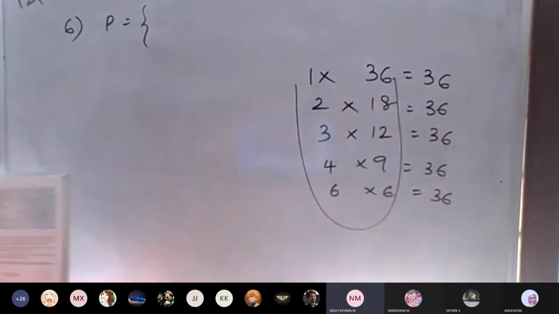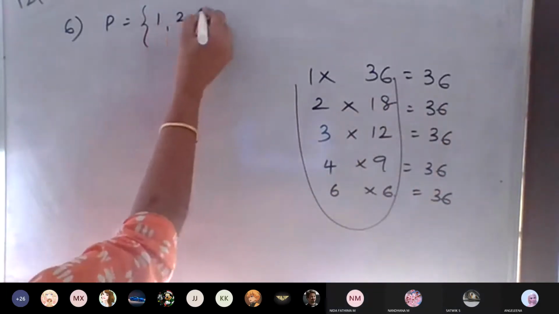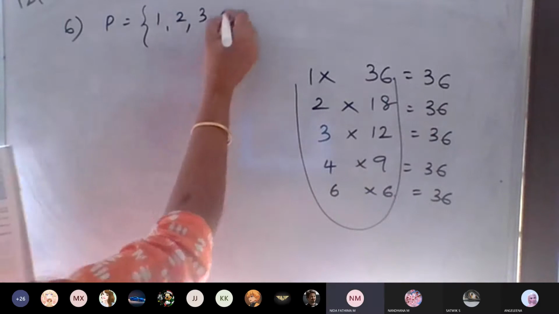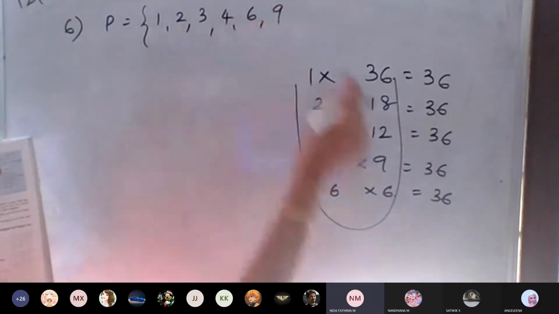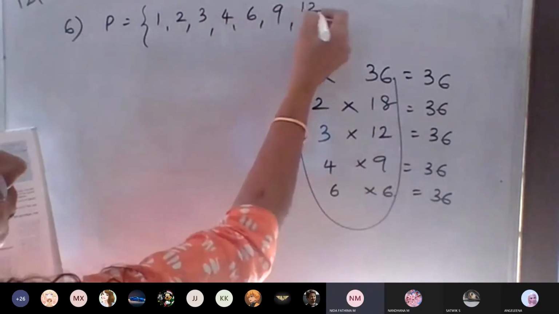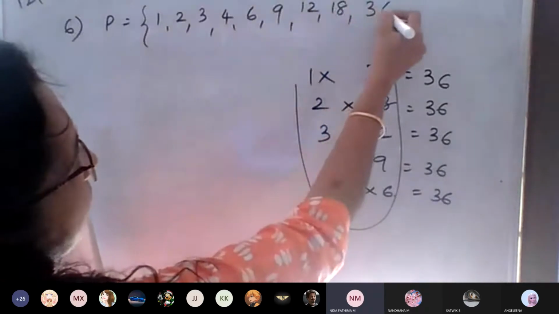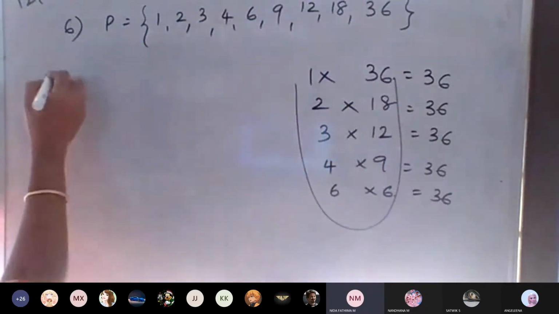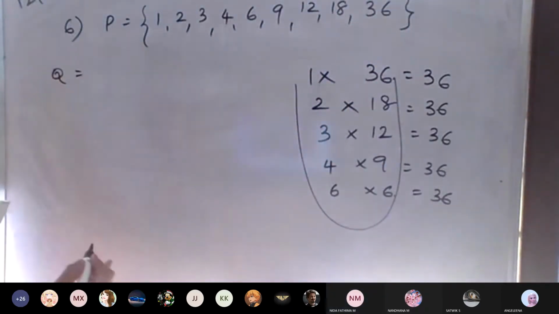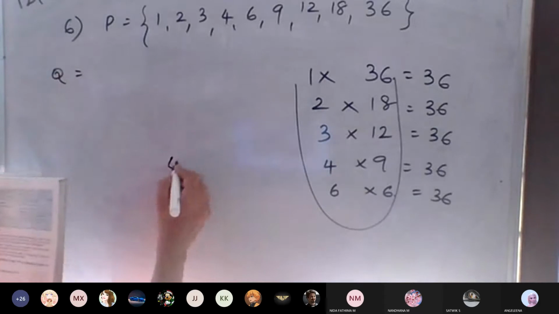So you can form the set, no? The factors of 36 are 1, 2, 3, 4, 6, 9, 12, 18, 36. Okay. Then we have to find out the factors of 48. Which are the factors of 48?